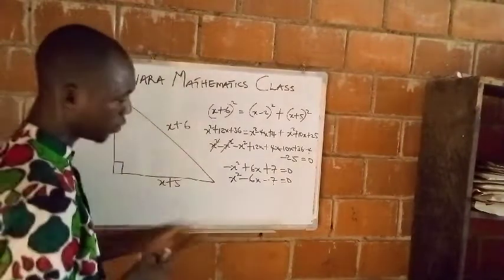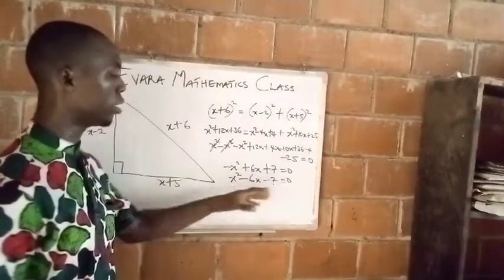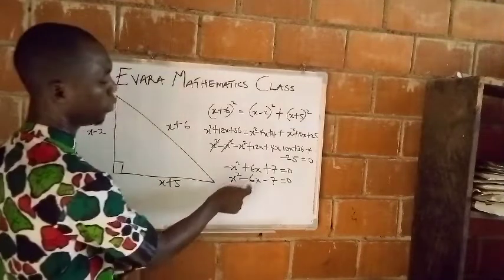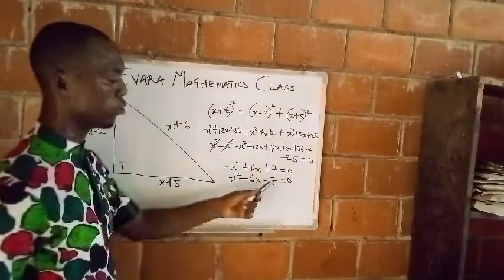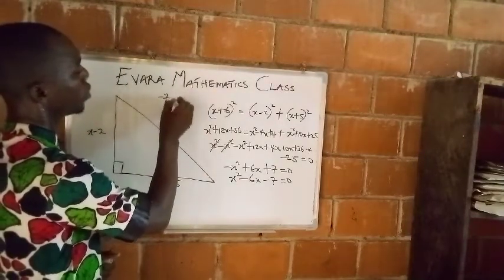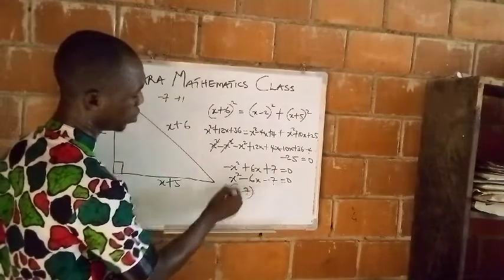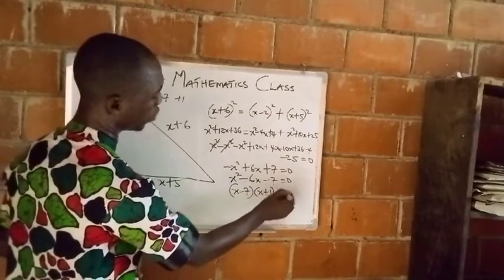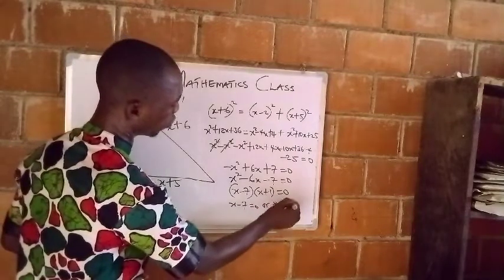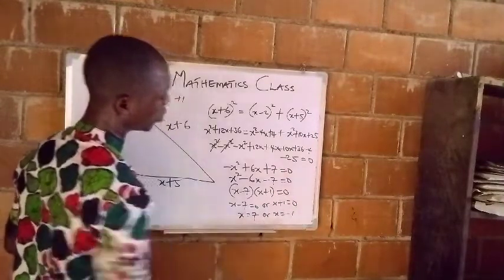So we can see now that this is a quadratic equation which we are to solve to get the values of x. We have to get two numbers that when we add them together will give us minus 6, and when we multiply them, will give us minus 7. So the two factors will be minus 7 and plus 1. That means x minus 7, x plus 1 equals to 0. So x minus 7 equals 0, or x plus 1 equals 0. So x equals 7, or x equals minus 1.